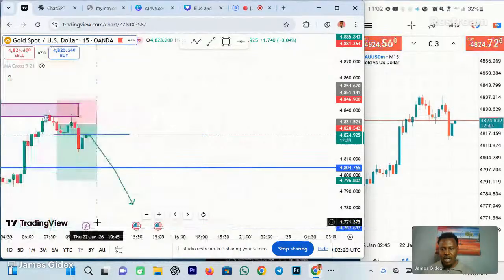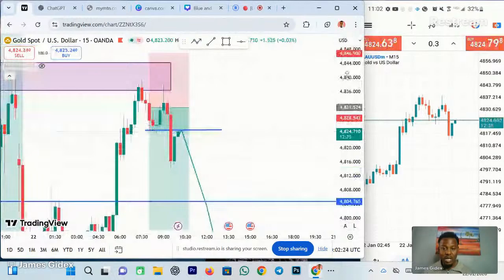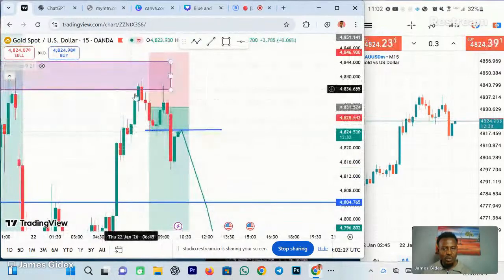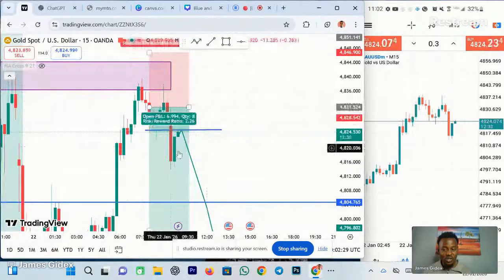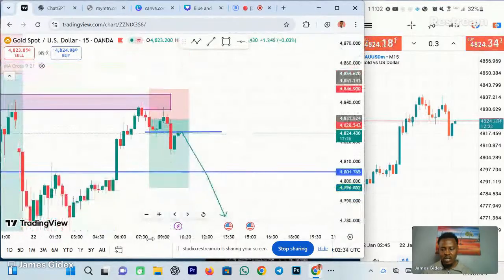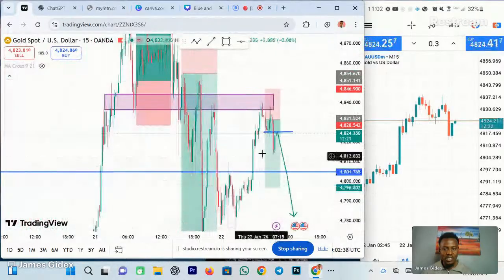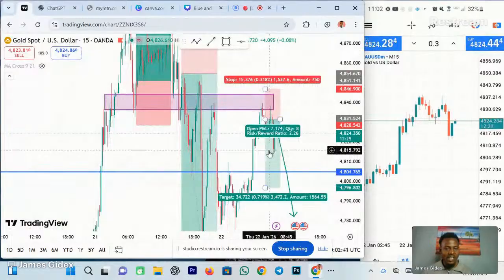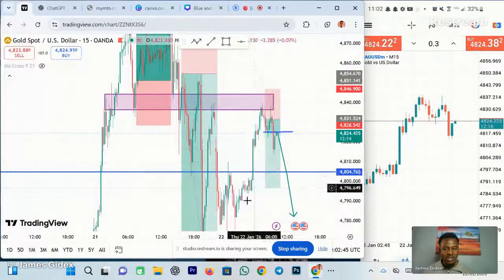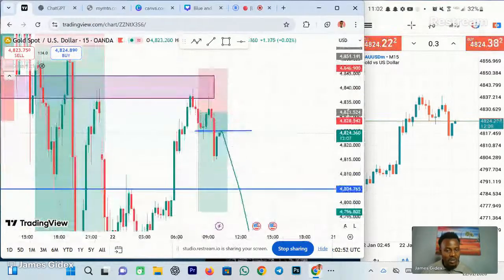As you can see right here, why I am certain that this market will still push back down is because it has given us a double top. And not just that, if you look closely, let's zoom out and see, it has not gotten to any key level. So that is another probability that the market is still gonna push back down.